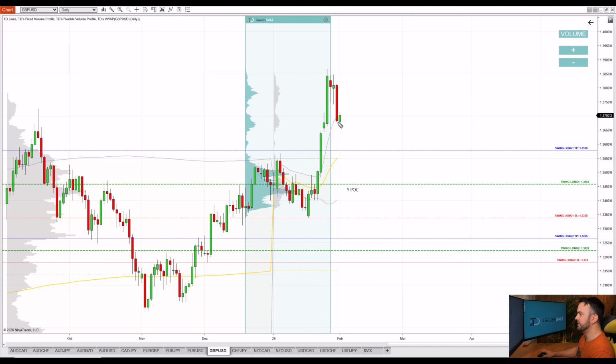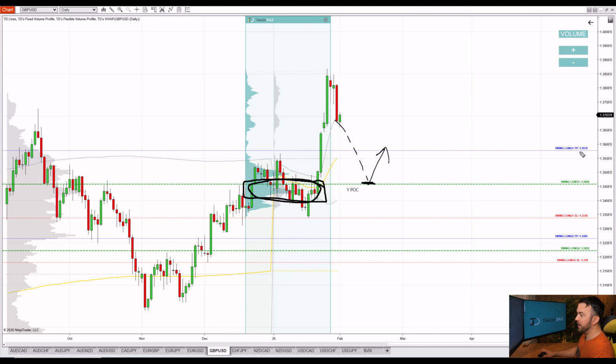We need to wait for the pullback to this heavy volume zone and to that level, and there should be a reaction as the buyers who were active here before should become active, defend this place, which is clearly important for them because it was important for them in the past in here. So that's why the price should go up from there.